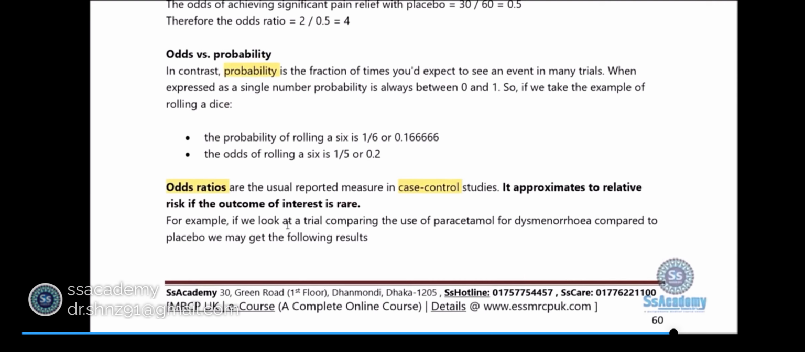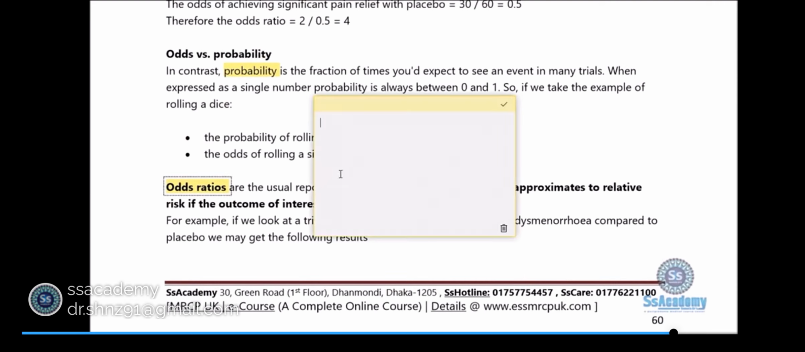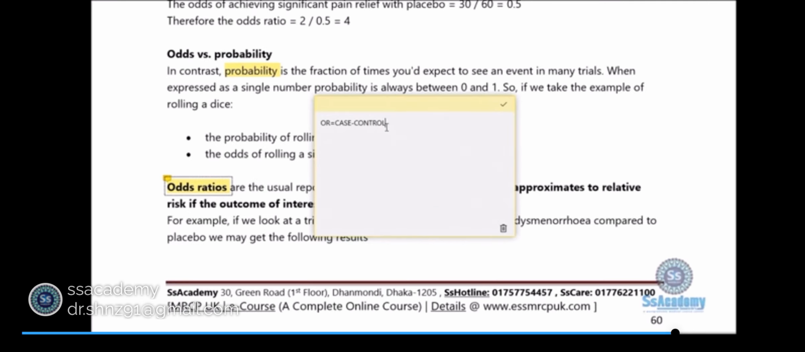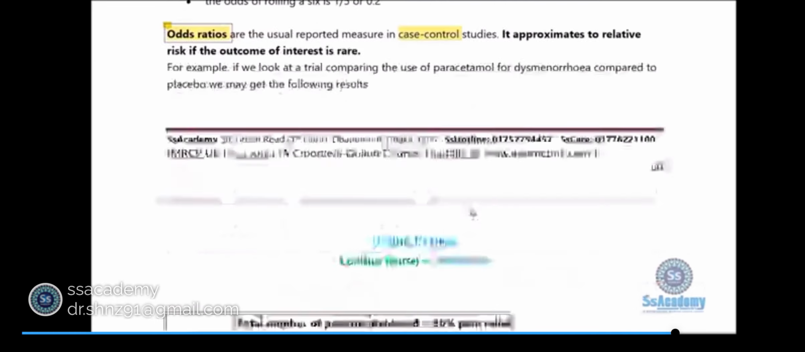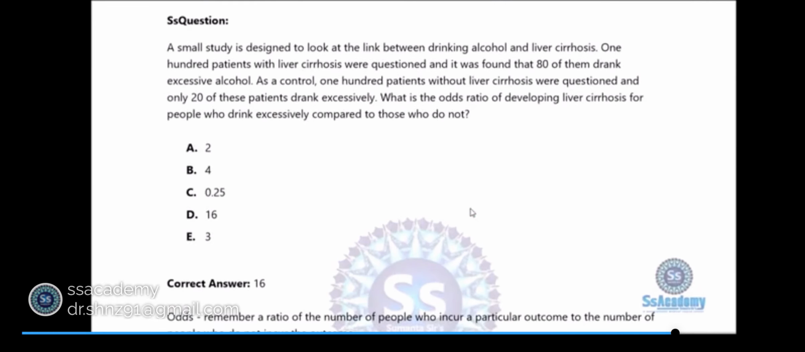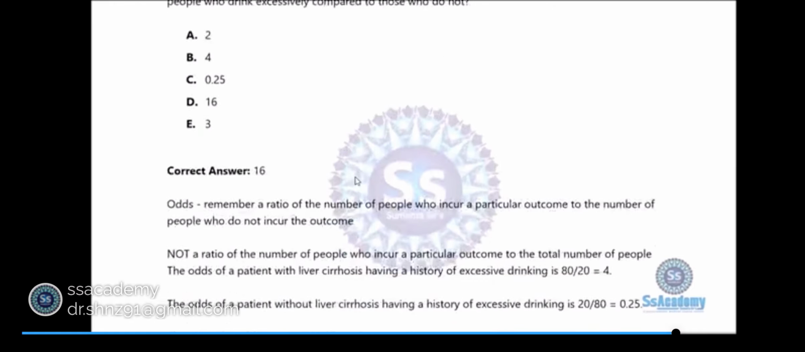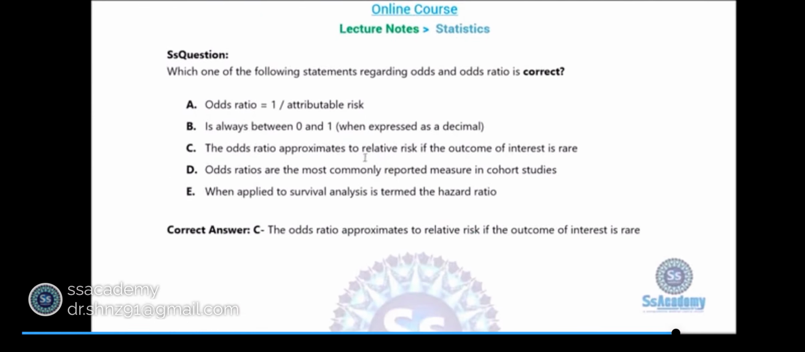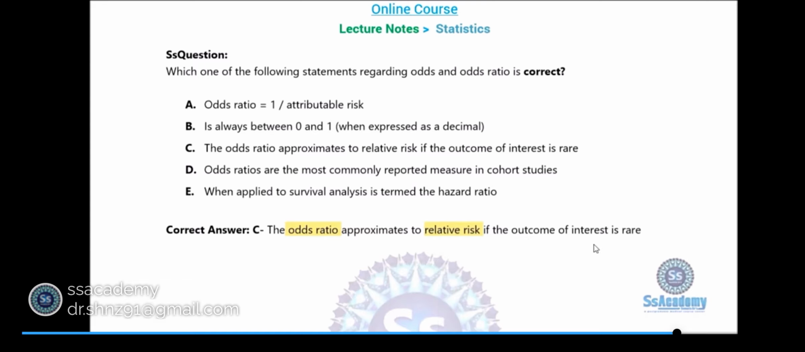One of the important boxes that we need to remember: odds ratio is needed for the case control study. Case control, so OR, odds ratio is for case control studies. Here is the odds ratio calculation, so just go through them. One important point is that the odds ratio very closely approximates the relative risk if the outcome of interest is rare.